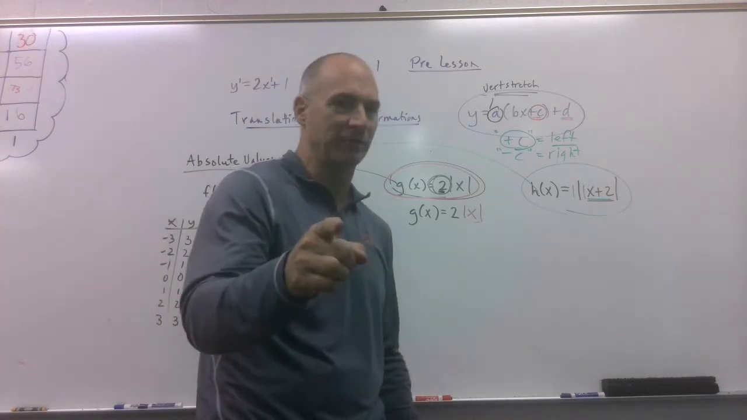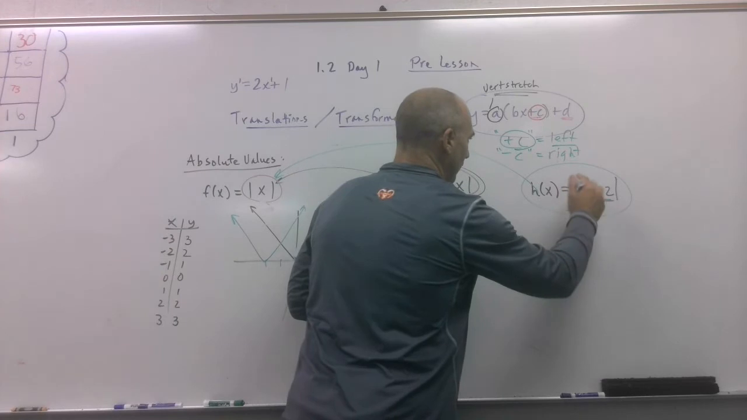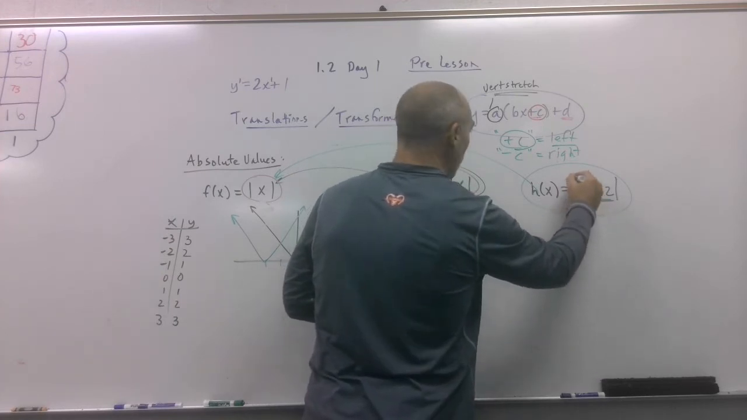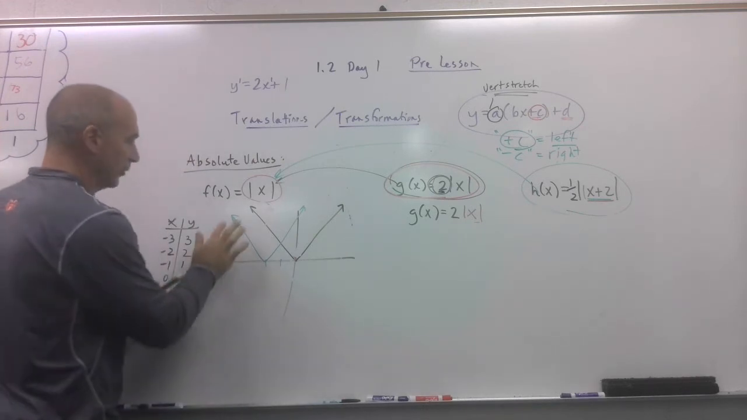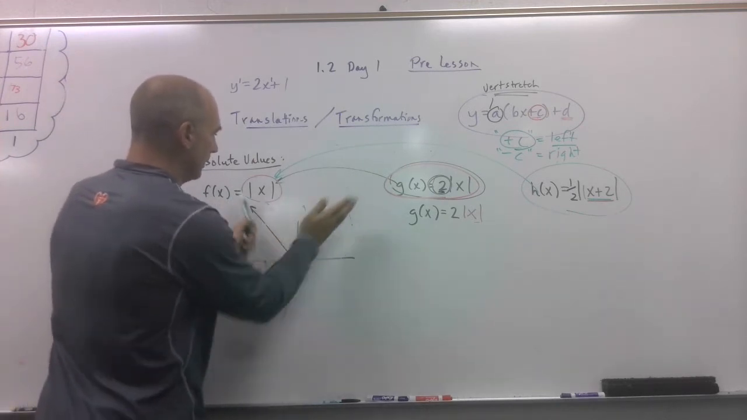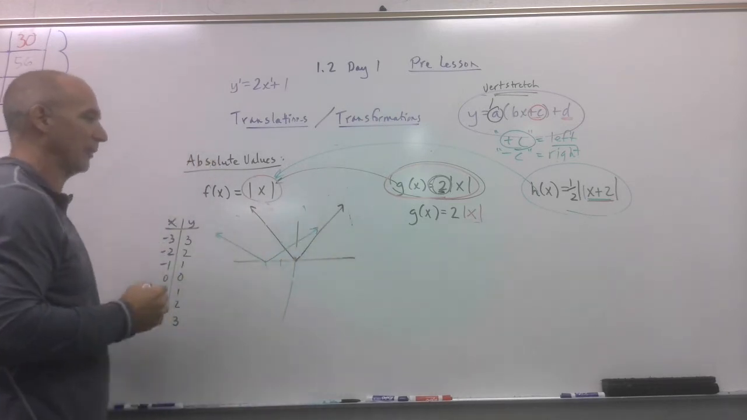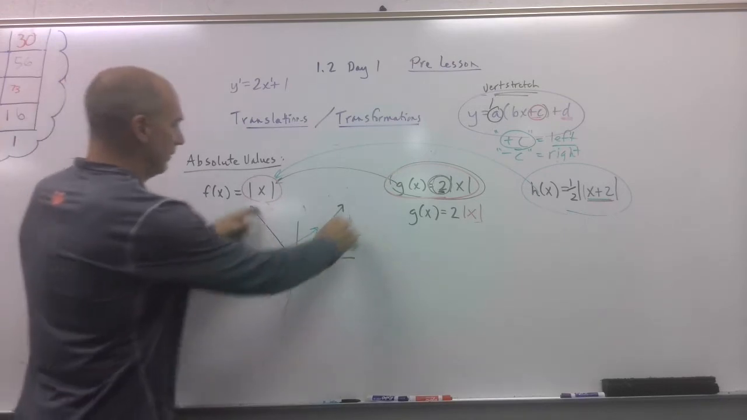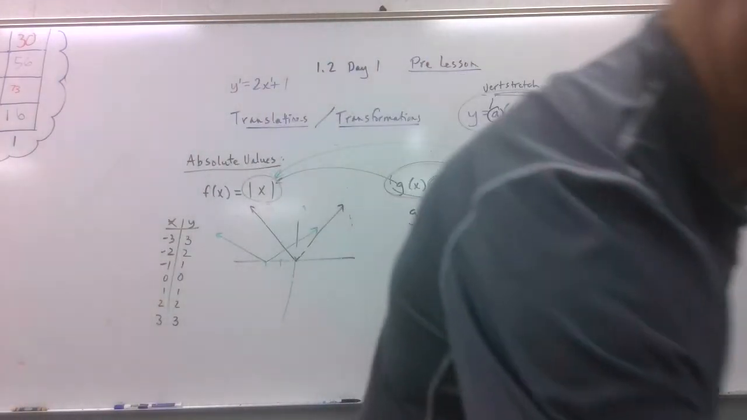Now let me throw a bonus in there, almost done. What if this was actually 1/2? Well, that would be a vertical compression. So instead of it going up like this, it would go up slower. It's just flatter. It's compressing this original parent function. So I throw that in for free. Let me make sure we're done.